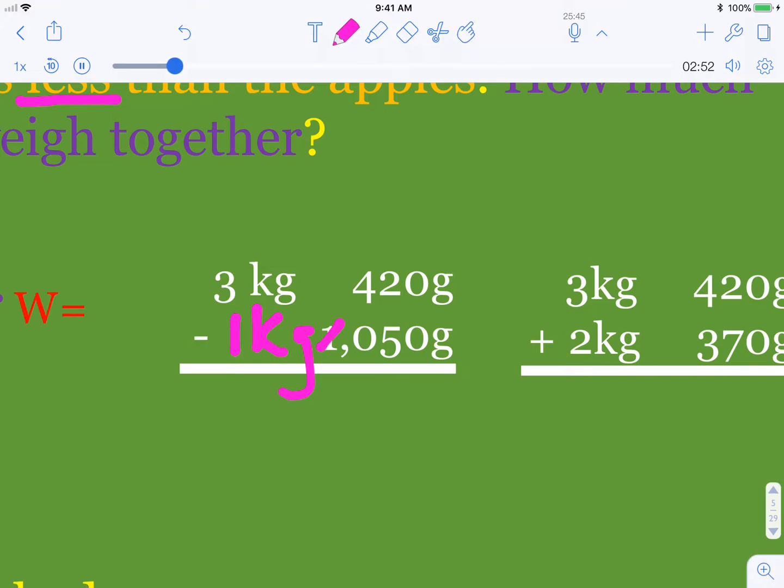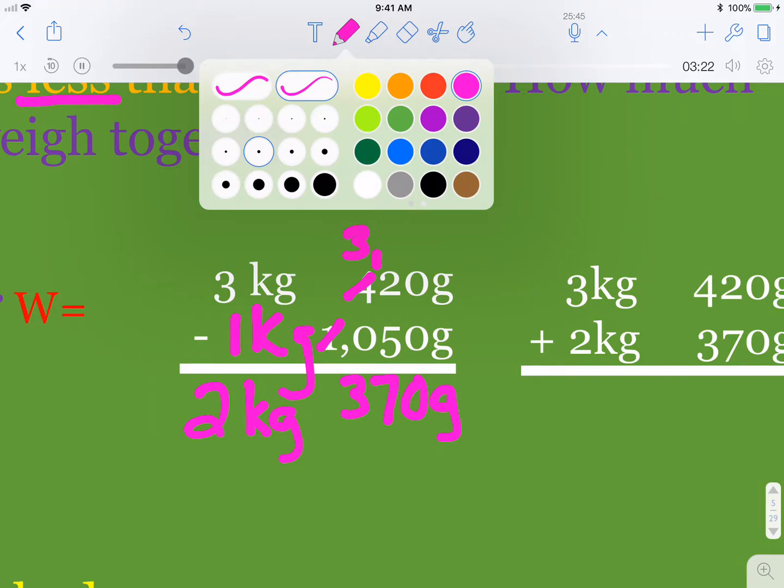So let's subtract and see. Okay, we have grams, and then we have 0 minus 0 is 0. 2 minus 5, you can't do it. Borrow from the neighbor. Put the 1 in front. 12 minus 5 is 7. 3 minus 0 is 3. Then let's put our kilogram down there, and 3 minus 1 is 2. So we end up with 2 kilograms, 370 grams.